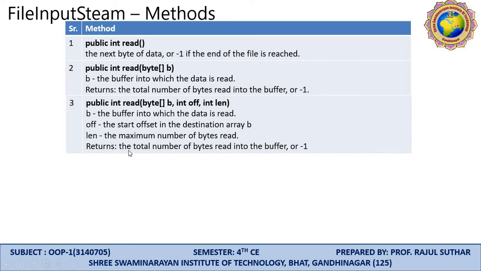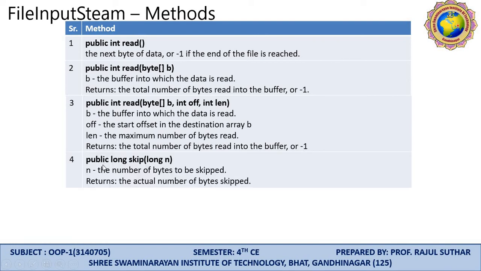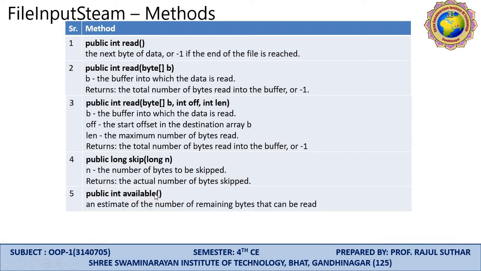And what does it return? The total number of bytes read into the buffer. So it will return the total number of bytes in the buffer, or if the buffer is empty, -1 will be returned. Public long skip(long n): n is nothing but the number of bytes to be skipped, and it returns the actual number of bytes skipped.